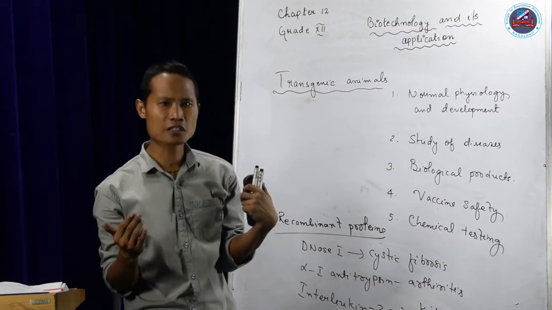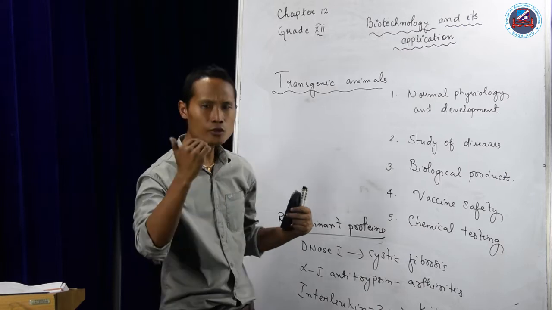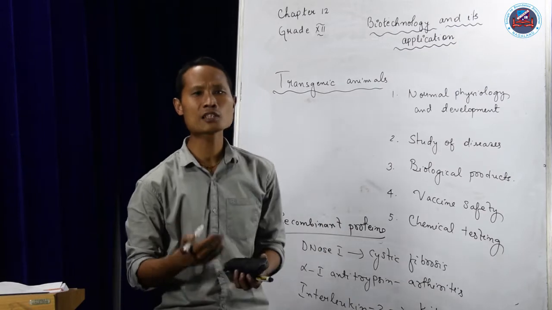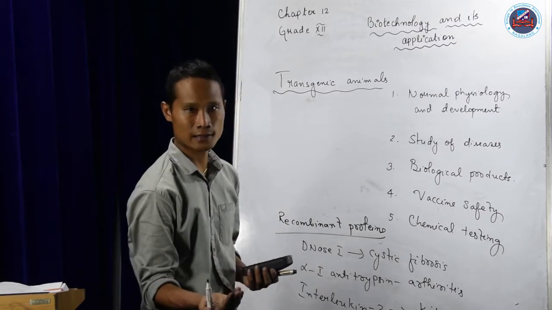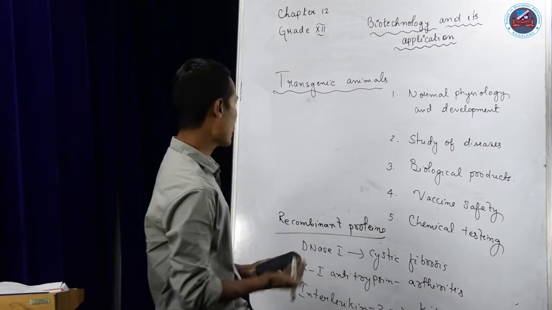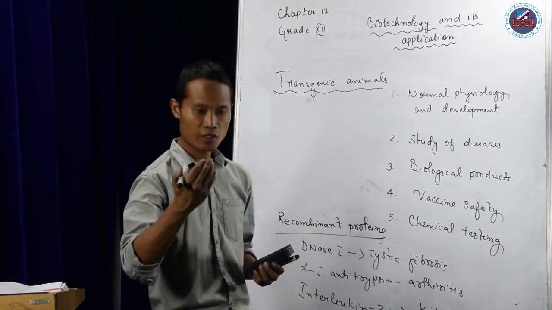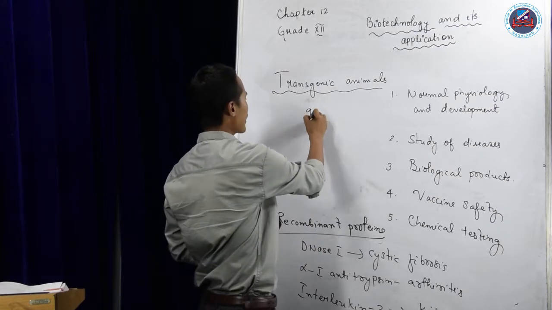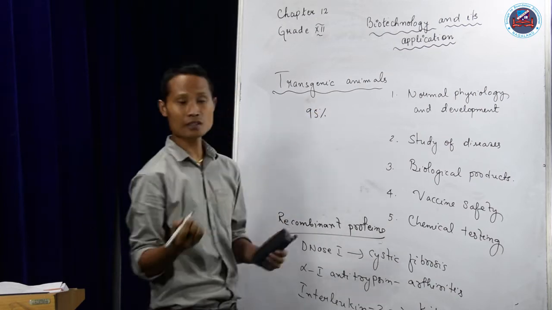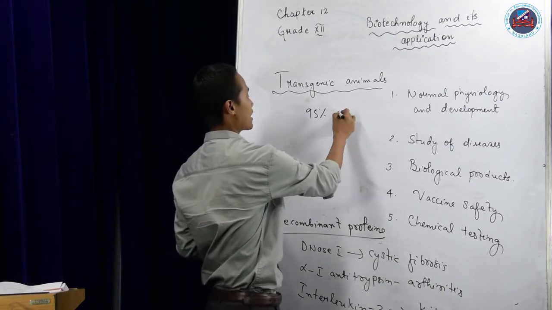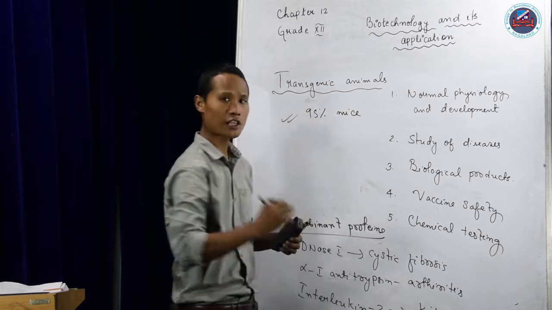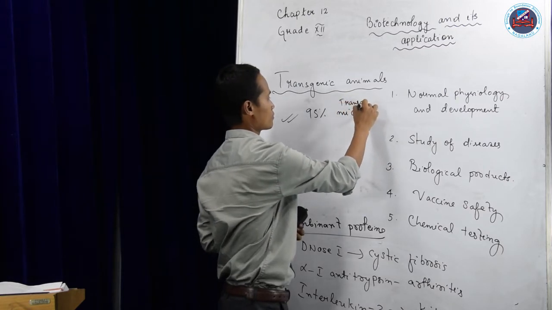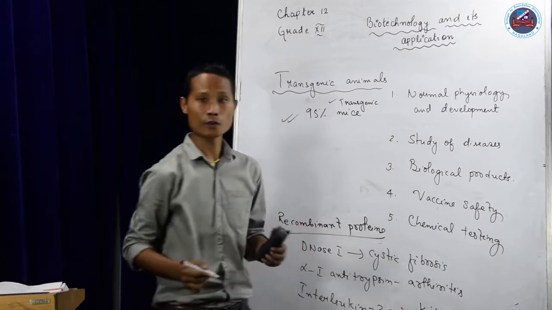Okay, some of the applications. Where do we use those transgenic animals? Today we have transgenic pig, cat, mice, dog, cow. We have so many animals which have been produced by our DNA technology. But among them, 95% of the transgenic animals are mice. Okay, 95% is transgenic mice. We're going to discuss why mice are very important.